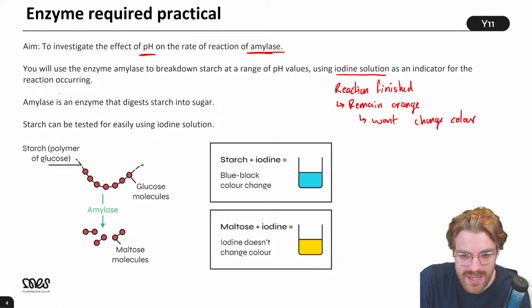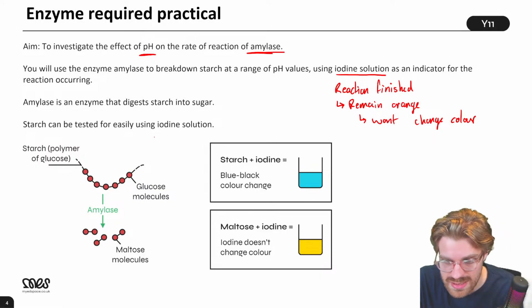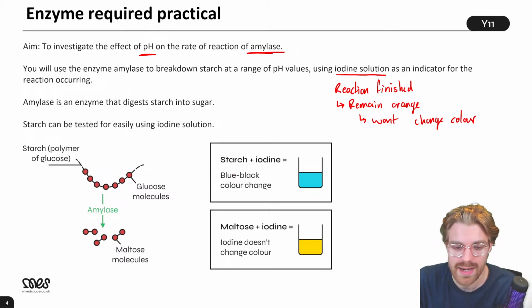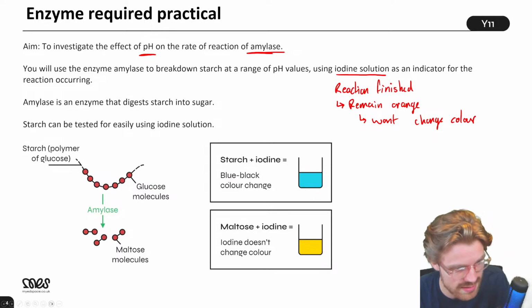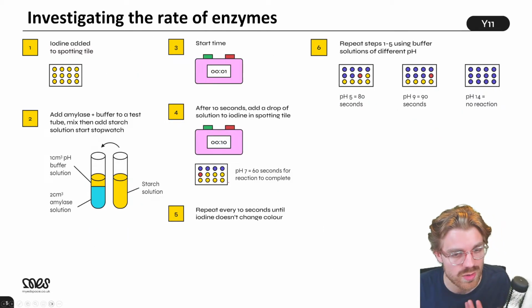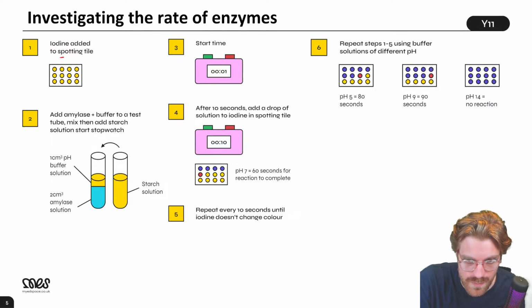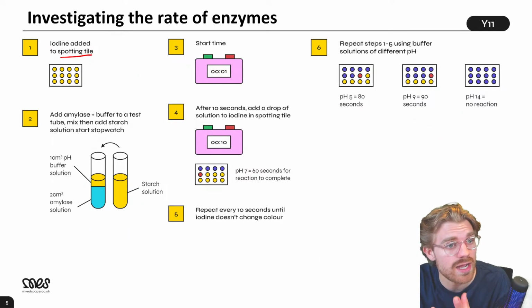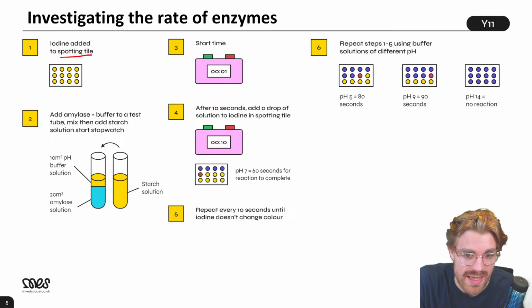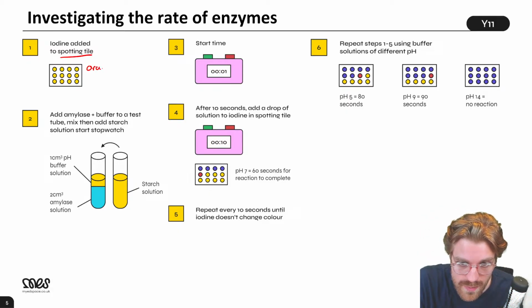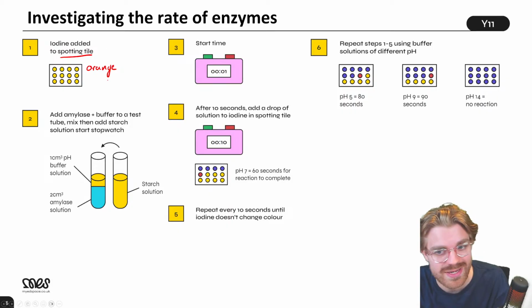So the amylase is an enzyme that digests the starch into sugar. The starch can be tested for easily using the iodine solution, as we've done. So let's go through our practical method. What we're going to do is set up our spotting tile. Initially we're going to add the iodine to the spotting tile, and the spotting tile is going to have this kind of orange color because no starch has been added yet.